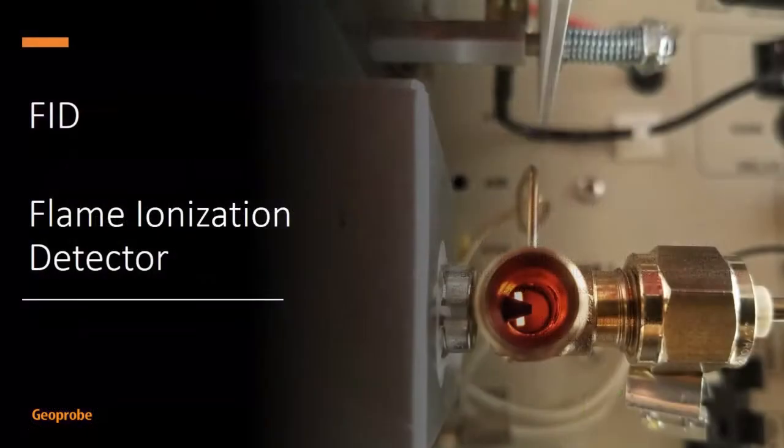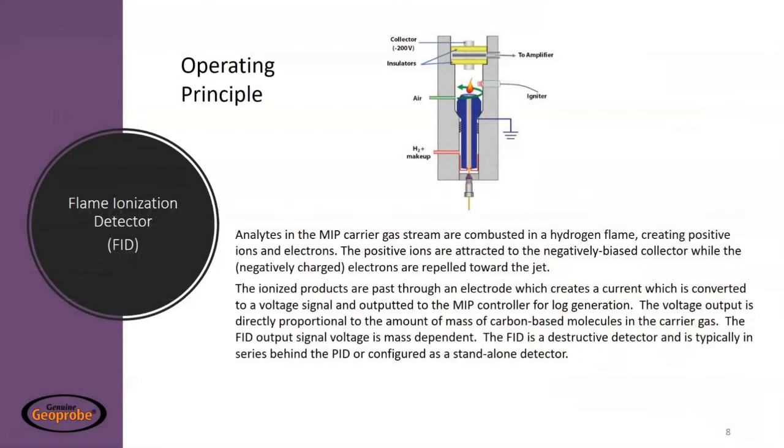The next detector we will review is the FID, or flame ionization detector. It is a destructive detector and contains a hydrogen flame. As analytes are combusted, positive ions are produced which are drawn to the negatively charged collector electrode. Here a current is produced proportional to the mass of carbon, then amplified and displayed as signal by the instrumentation. The FID is the least sensitive of the detectors, however it is able to detect any carbon-based compound if in high enough concentration. All VOCs are carbon-based, thus detectable by the FID.